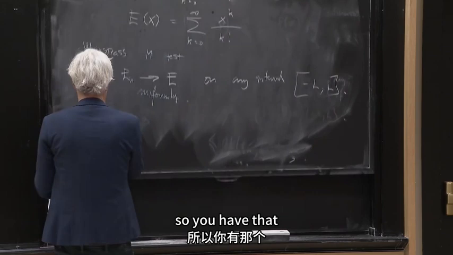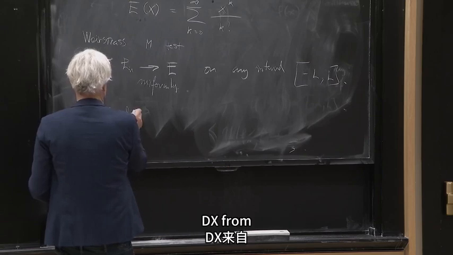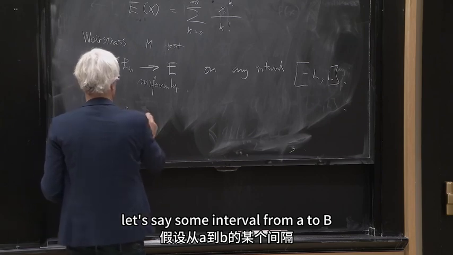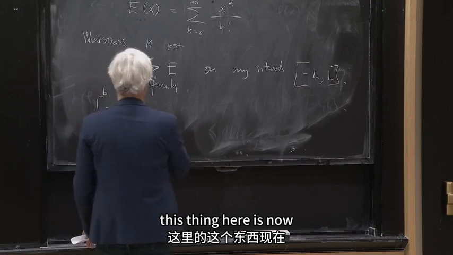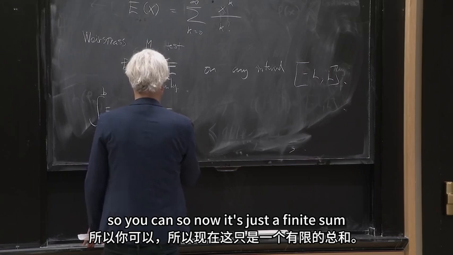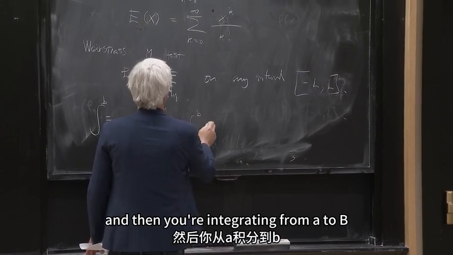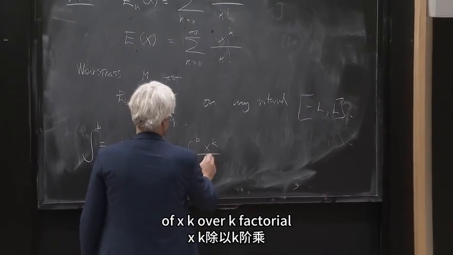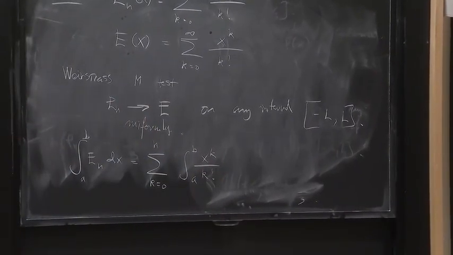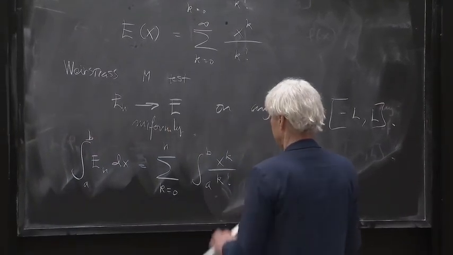So you have that the integral of E_n dx, from, let's say, some interval from a to b, is now equal to the sum. So now it's just a finite sum, so you can exchange that. And then you're integrating from a to b of x^k over k factorial dx. And of course, that's very easy to do, right?